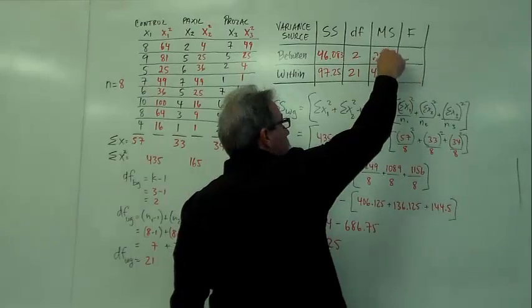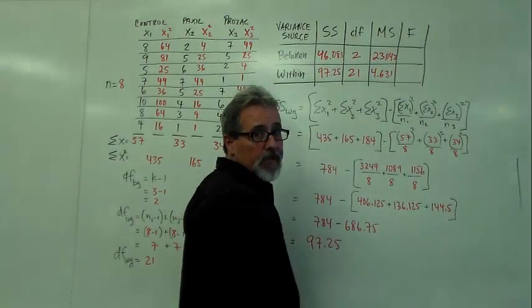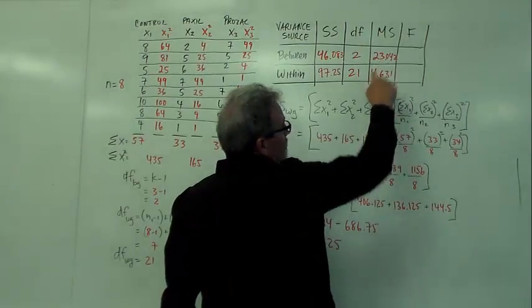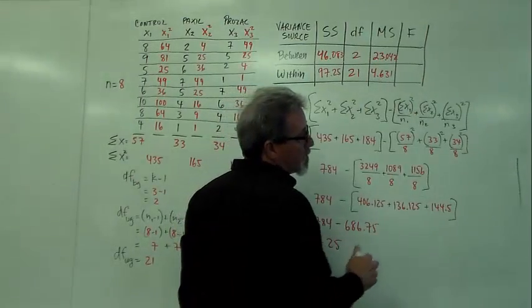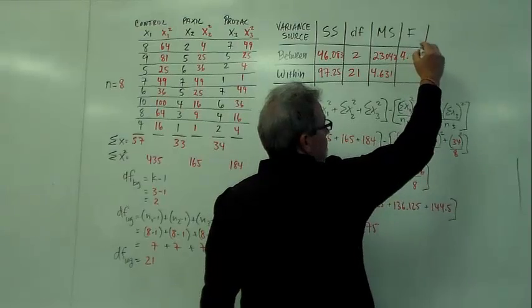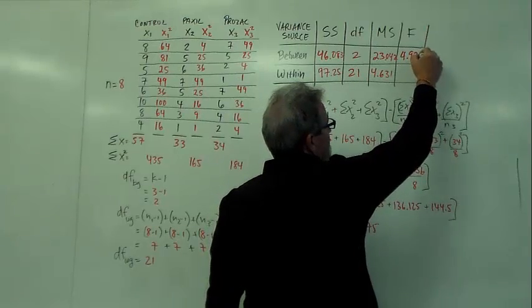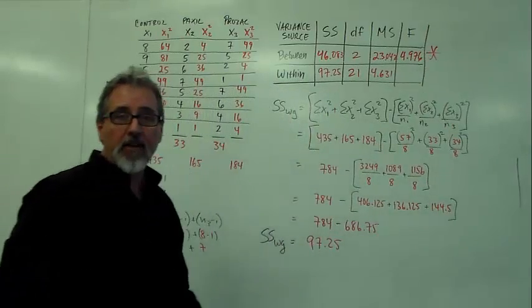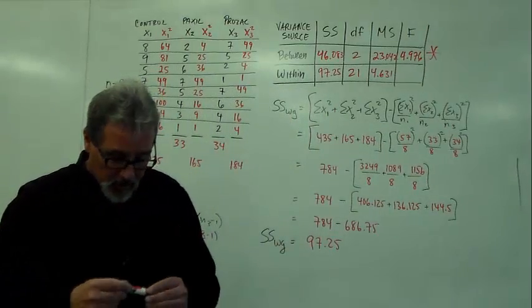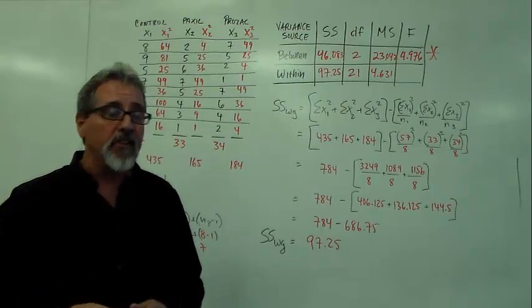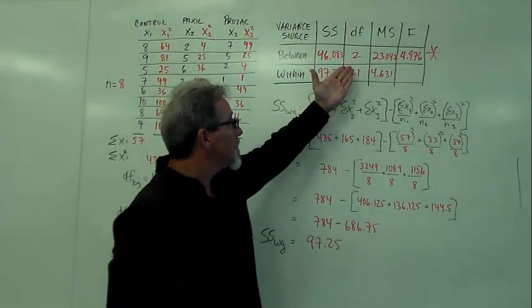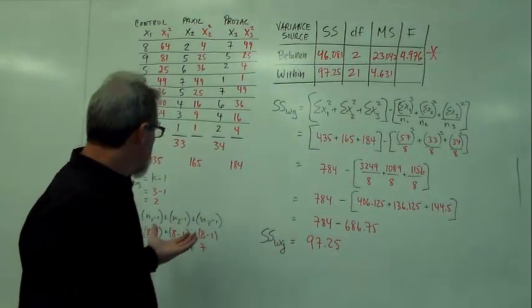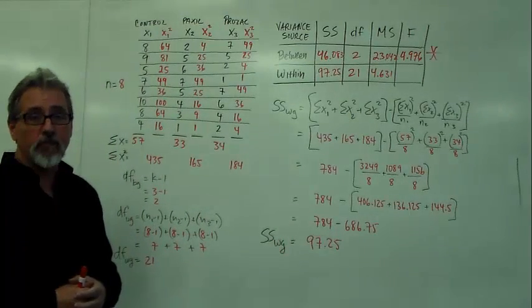And the F ratio is just this divided by this. It's just mean squares between divided by mean squares within. So when you do that, you take 23.042 divided by 4.631, you come out with an F value of 4.976. That is our F value. We go to the F table to determine its significance using both the degrees of freedom of 2 and 21. That's how we solve a one-way ANOVA with 3 levels.